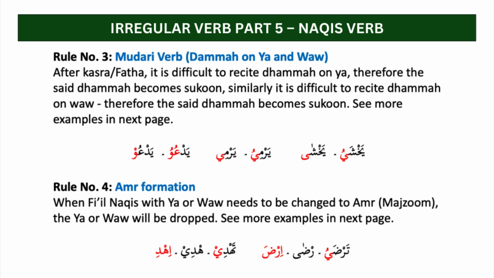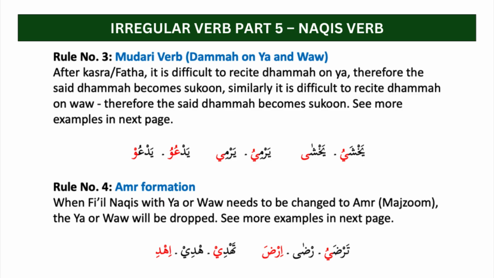The slide gives the example from tada to irda. The meaning is, be pleased. The present form carries the weak ending, but when it becomes command, the weak letter drops and the form becomes shorter, irda. The second example is from tadi to ihdi. The meaning is guide. Again, in the present form, the weak ending is there, but in the command form, Arabic drops that weak ending and leaves a shorter, sharper command, ihdi.